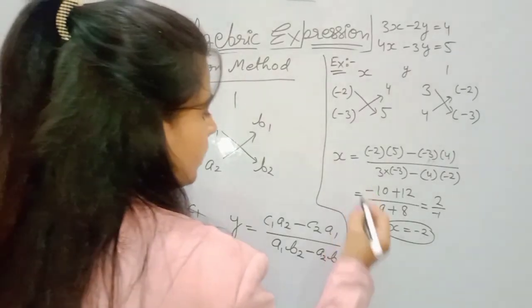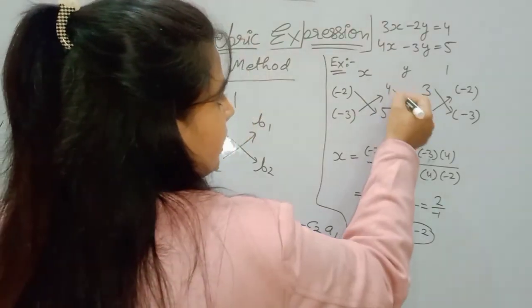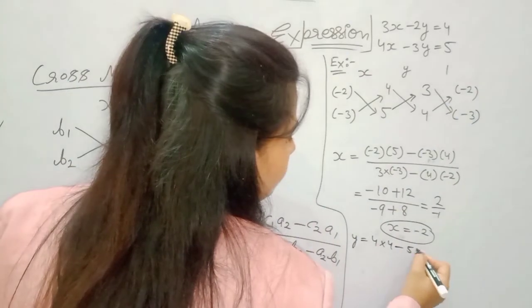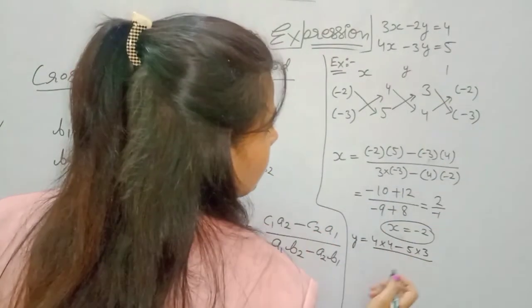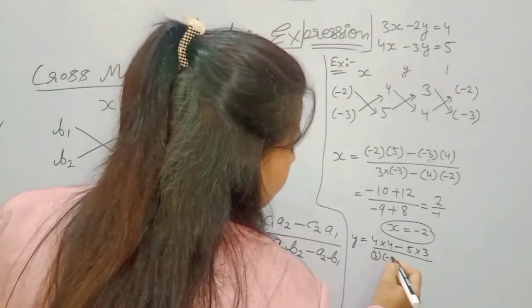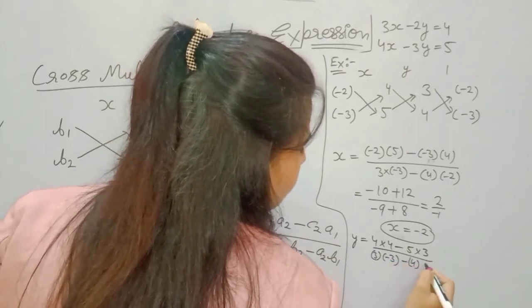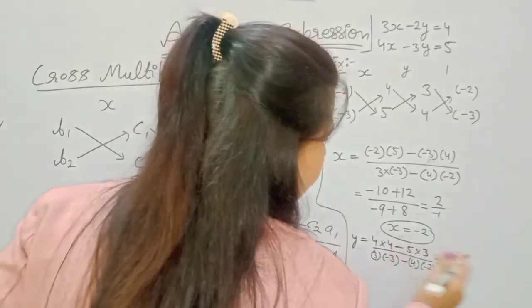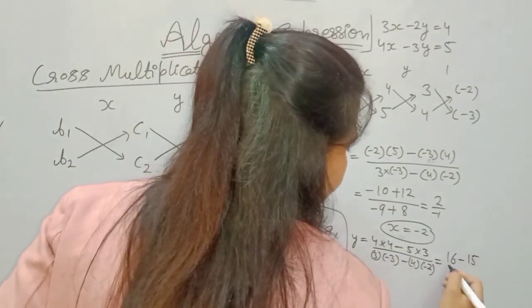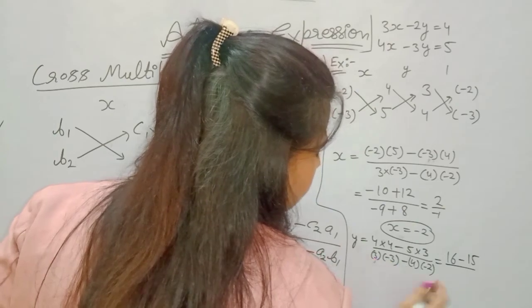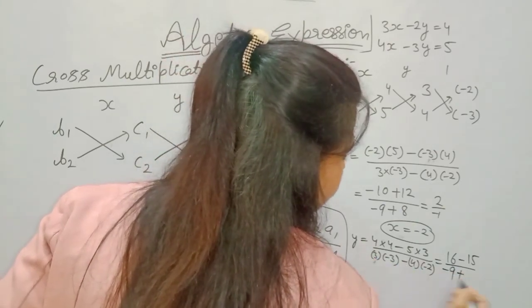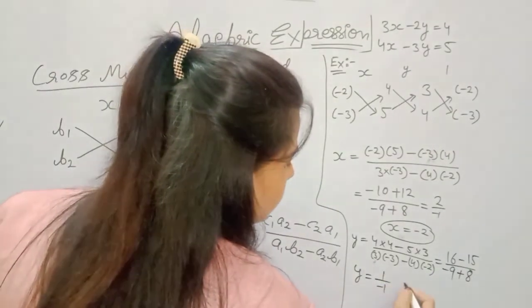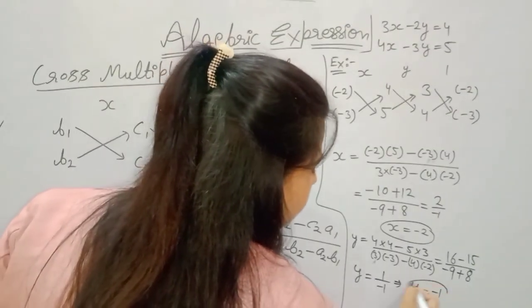Similarly, we can calculate y. So for the y we have to take this, 4 into 4 minus 5 into 3 divided by this. Okay, 3 into minus 3 minus 4 into minus 2. So here we have 4 4s are 16 minus 5 3s are 15 and this is 3 into minus 3 is minus 9 minus minus is plus 4 2s are 8. So y is equal to 16 minus 15 is 1 upon minus 1. So how much is y? y is equal to minus 1.